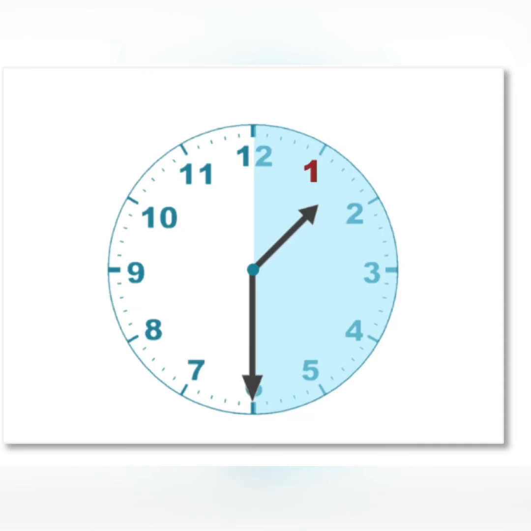Now kids, in this clock we can see that the minute hand is at 6 and the hour hand is exactly in between 1 and 2. So we can say that the time in the clock is half past 1, or as we say it, 1:30. So this is how we check time.